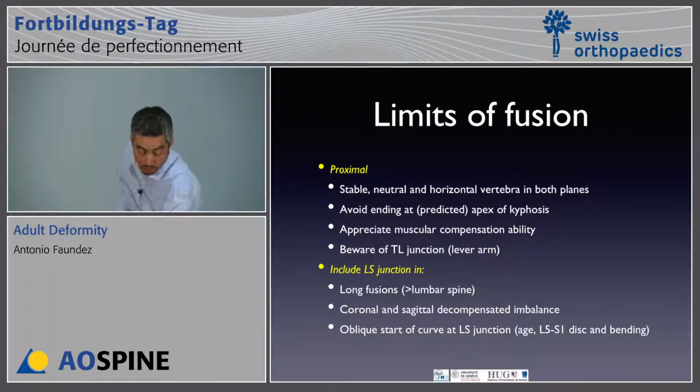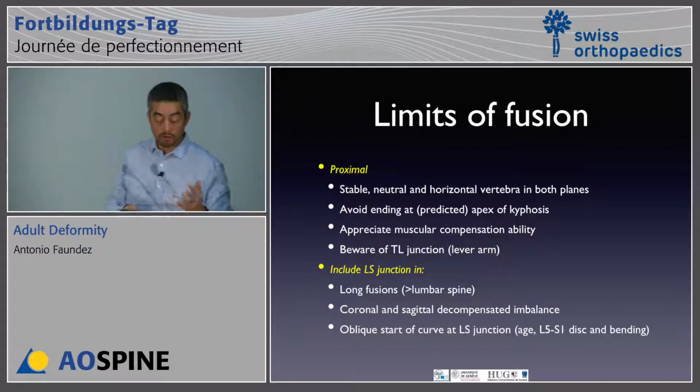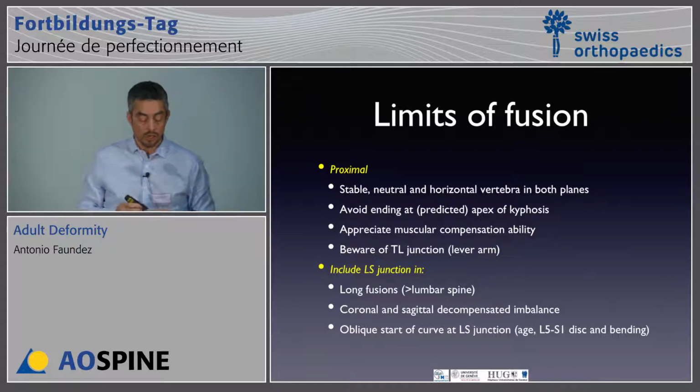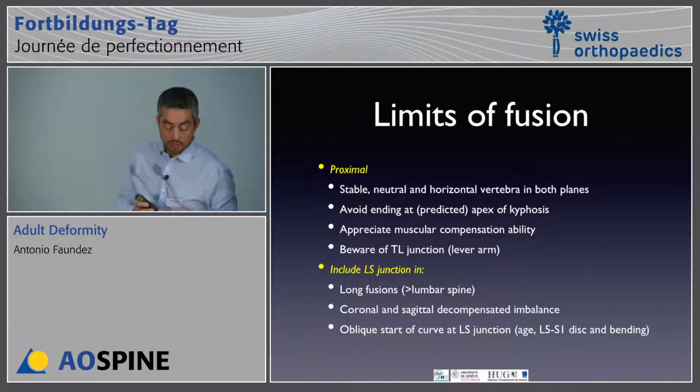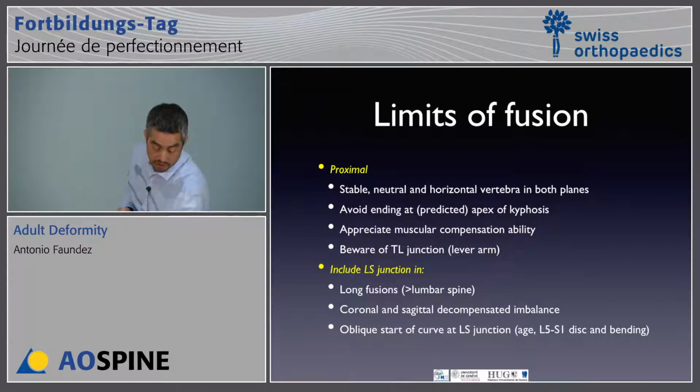And you have to include, this is recommended, the lumbosacral junction if you do long fusion, so longer than the lumbar spine. If you do huge corrections of coronal and sagittal imbalance, and if you have an oblique takeoff at the lumbosacral junction. This also depends on the age of the patient.